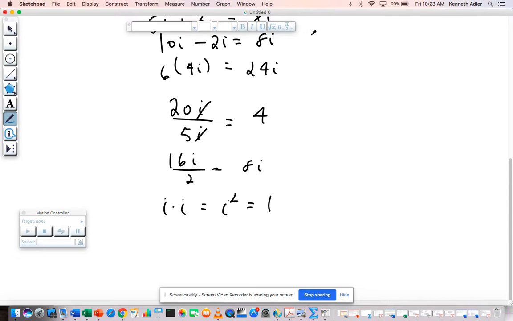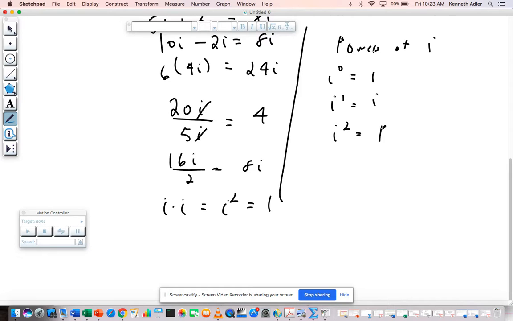Next thing we're interested in is the powers of i. So let's start. i to the 0 is 1. i to the first is i. i squared is -1. So i to the third, well, we can break it down. It's -1 times i, or -i.